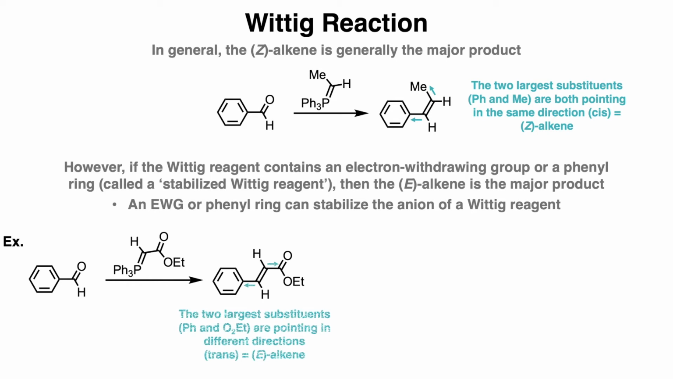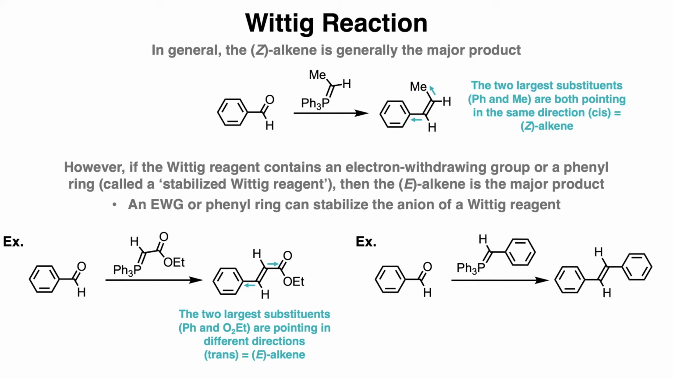This means that the major product should be an E-alkene where the two largest substituents, phenyl and ester, are pointing in different directions or trans to one another. In this next example, the Wittig reagent contains a phenyl ring, so the major product should also be an E-alkene where both phenyl rings are trans to one another by pointing in opposite directions to form an E-alkene product.